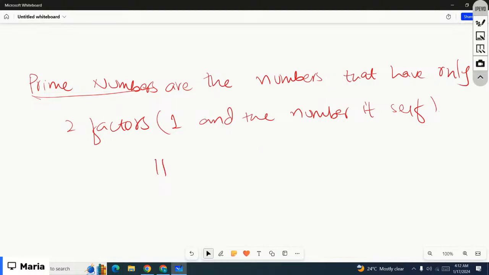For example, you have 11. Is it prime? Yes or no? Factor means when you multiply two numbers, right? 11 times 1 is 11. So 11 and 1 are the factors of 11, right? Do we have other two numbers that when multiplied make 11? Which two numbers when multiplied make 11 other than 11 and 1?